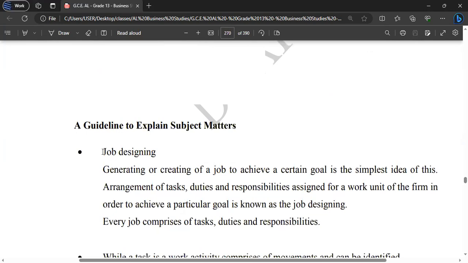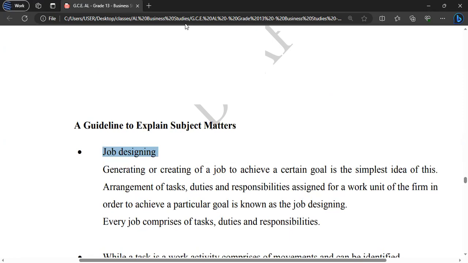So job design. First, we are going to discuss job design. Generating or creating a job. Simply, job designing means you are going to generate or create a job to achieve a certain goal. It's the simplest idea of this, right? So you are going to generate or create a job to achieve a certain goal. That can be simply stated as job designing.